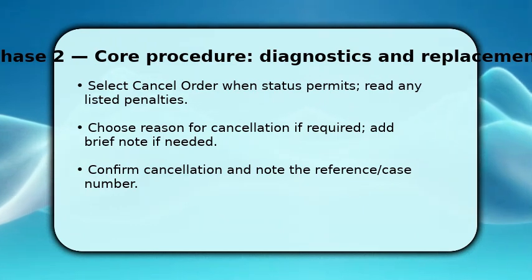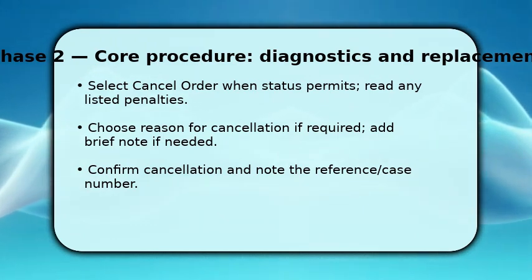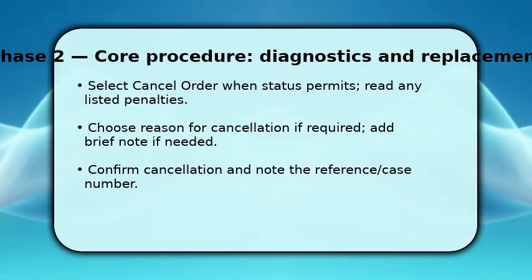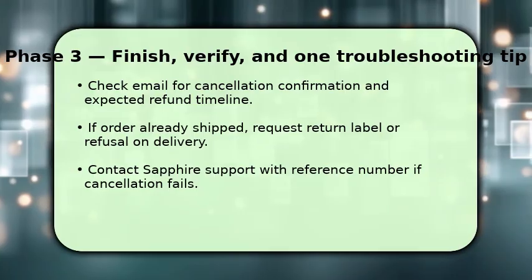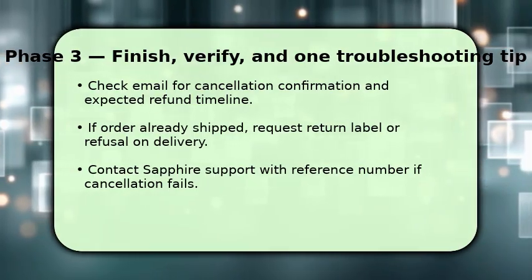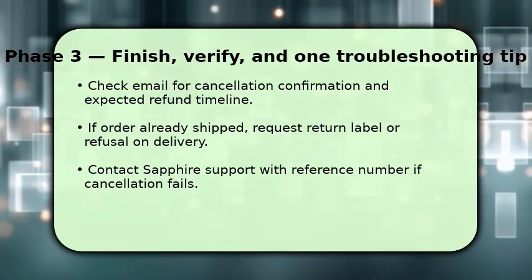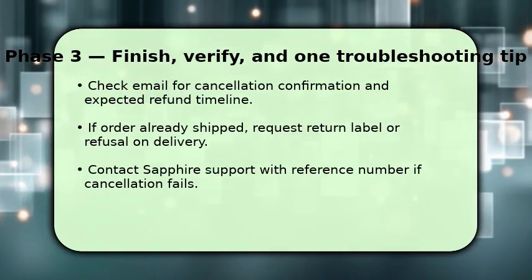You finish by verifying the cancellation via email. It will state refund method and timeline, so note any amounts or deadlines. If the order already shipped, request a return authorization or arrange to refuse delivery. This prevents extra return fees.